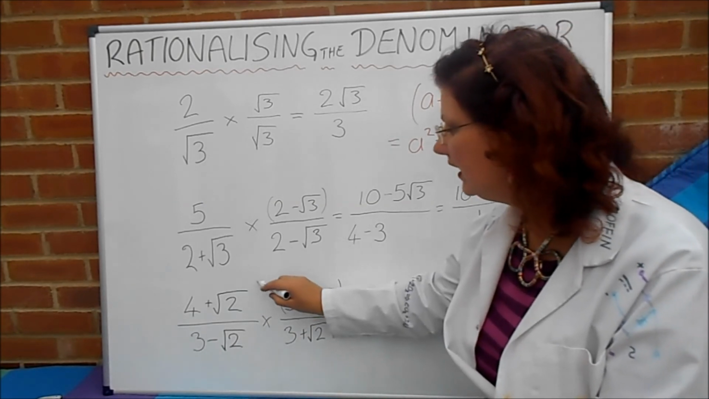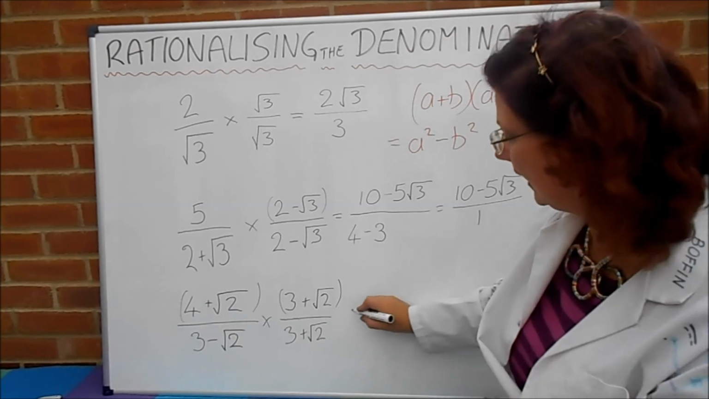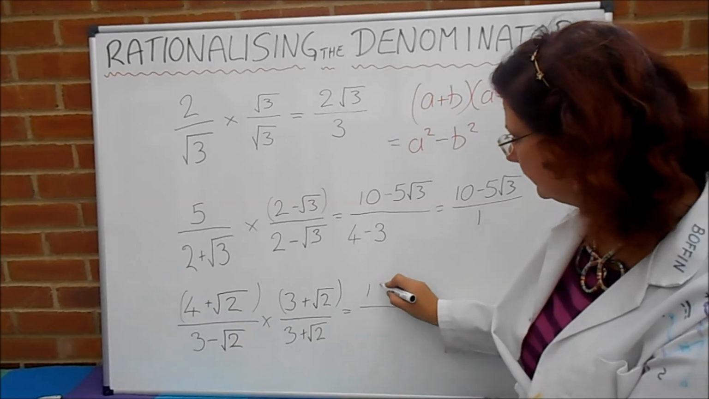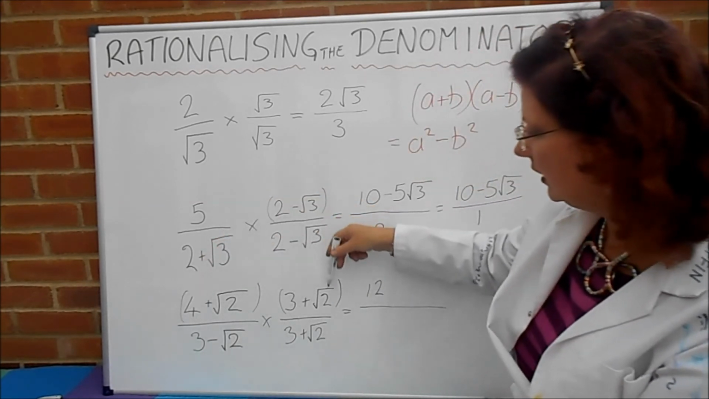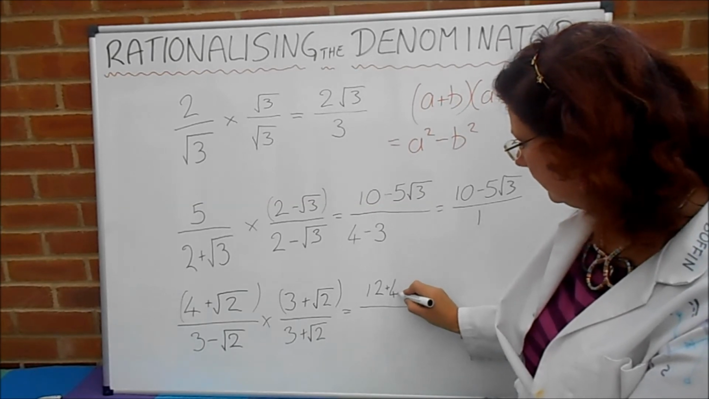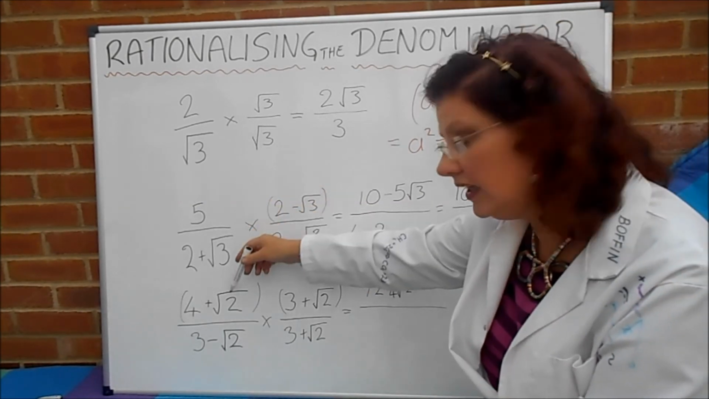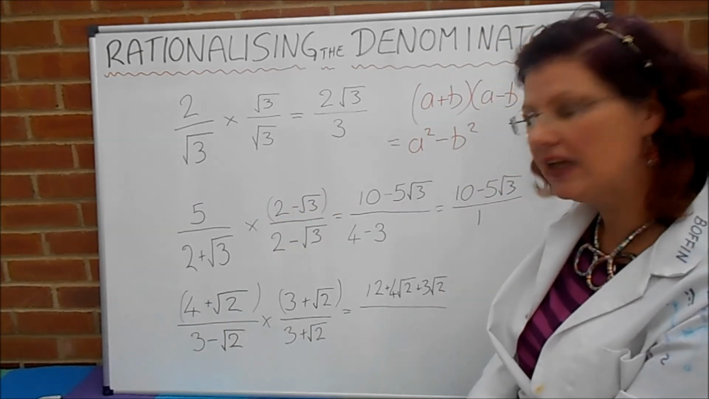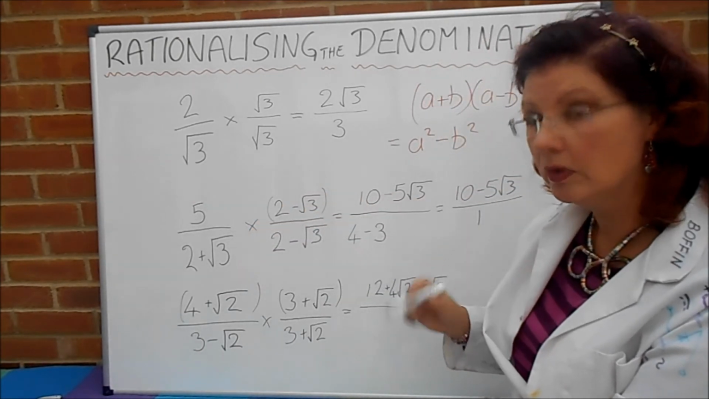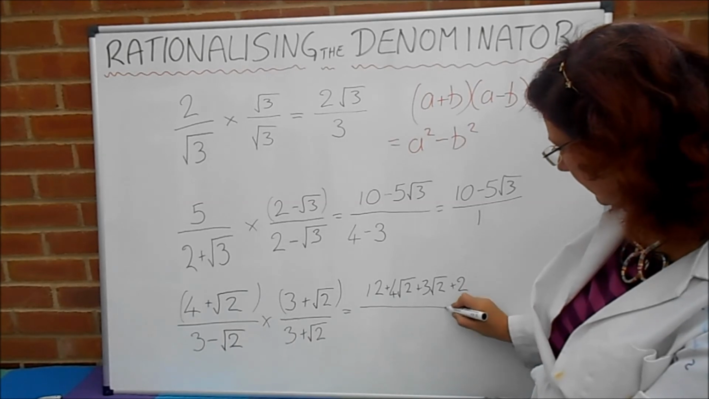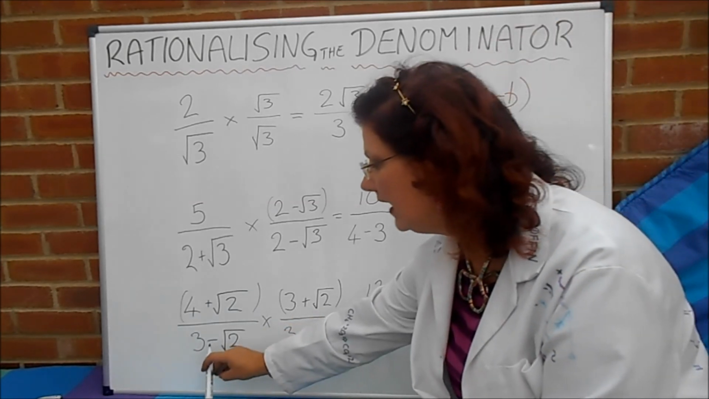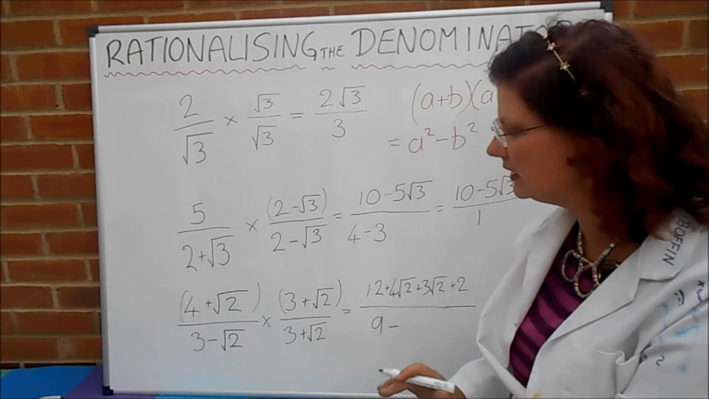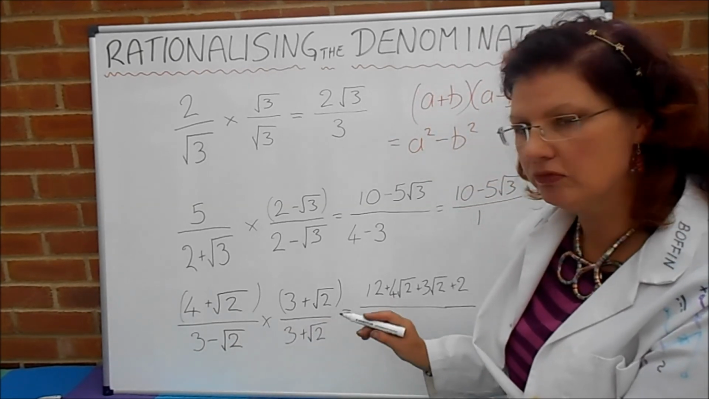Now for the top, we're going to get something yucky. It's quadratic multiplying here. First two, the 4 times the 3, that's a 12. The outside, it's a 4 times a root 2. The inside, it's a root 2 times a 3. And the last two, it's a root 2 times a root 2, which is 2. And for the bottom, we have a squared, 3 times 3 is 9, minus, must remember it's minus there, b squared, so root 2 times root 2, which is 2.